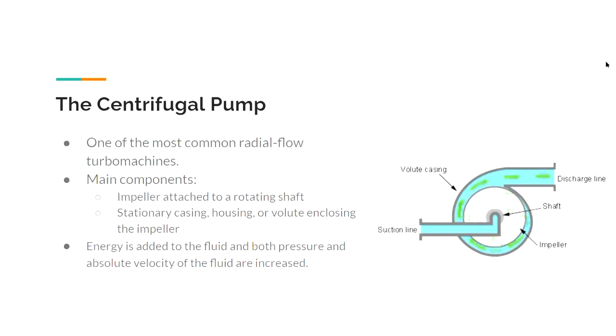The centrifugal pump is one of the most common radial flow turbo machines. The main components include the impeller, which is attached to a rotating shaft, and a stationary casing enclosing the impeller. As the impeller rotates, fluid is sucked through the eye of the casing and flows radially outward. As the blades rotate, energy is added to the fluid, and both pressure and absolute velocity increase as the fluid flows from the eye to the periphery of the blades.